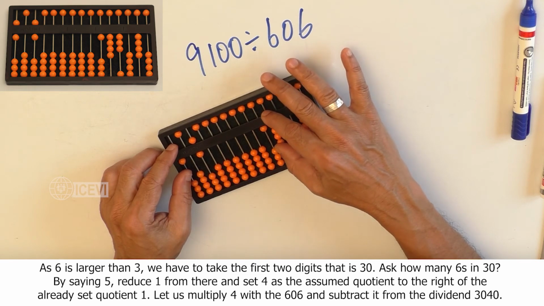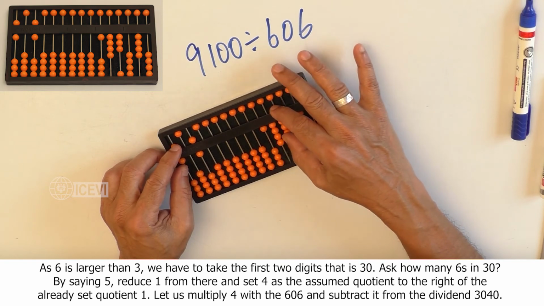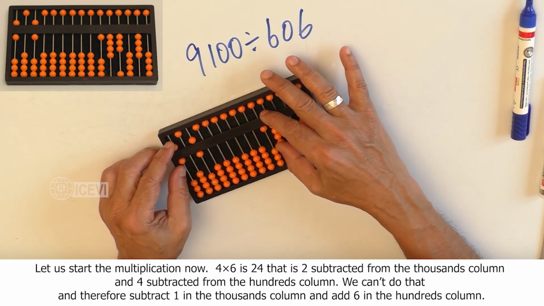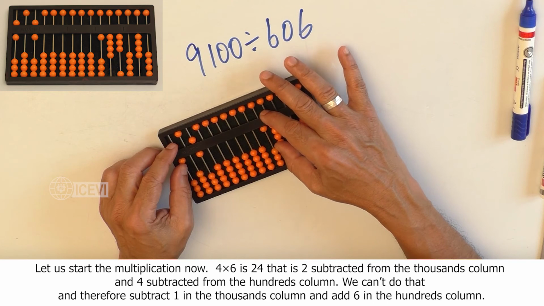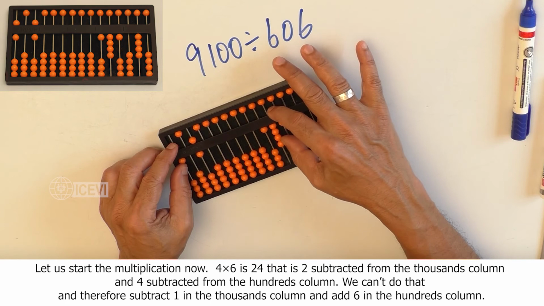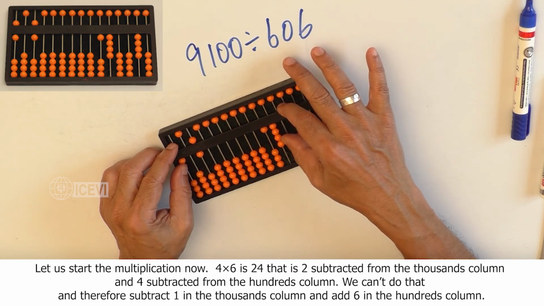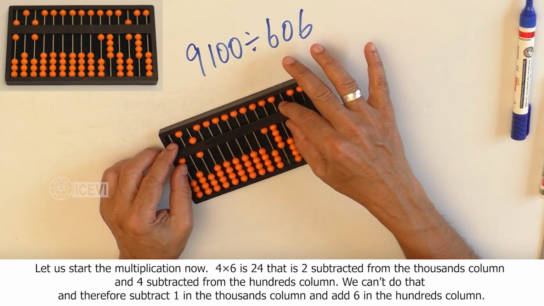Let us multiply 4 with 606 and subtract it from 3040. Let us start the multiplication now. 6 multiplied by 6 is 24, that is 2 subtracted from the thousands column and 4 subtracted from the hundreds column. We can't do that, and therefore subtract 1 in the thousands column and add 6 in the hundreds column.